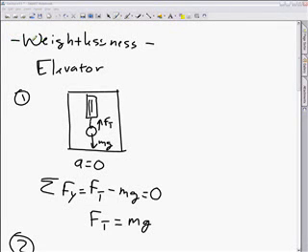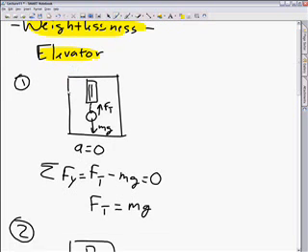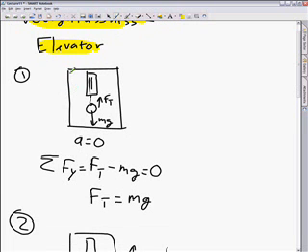Okay, let's talk about weightlessness. We're going to use an elevator as our weightless object. Our first case: here we have an elevator, our spring scale, and our mass on it, and the elevator has zero acceleration. So basically it's at rest.